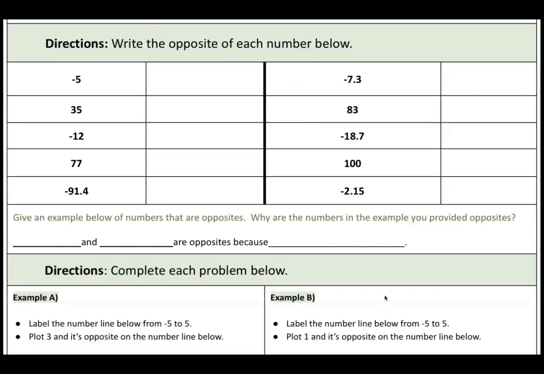This video is not going to go over all of the answers on this page, but to make sure you're on the right track, I'll go over this first column. You should have gotten 5, -35, 12, -77, and positive 91.4. In this next section, you're going to give an example of two numbers that are opposites and explain why they're opposites. Use your notes to help you if you need it.